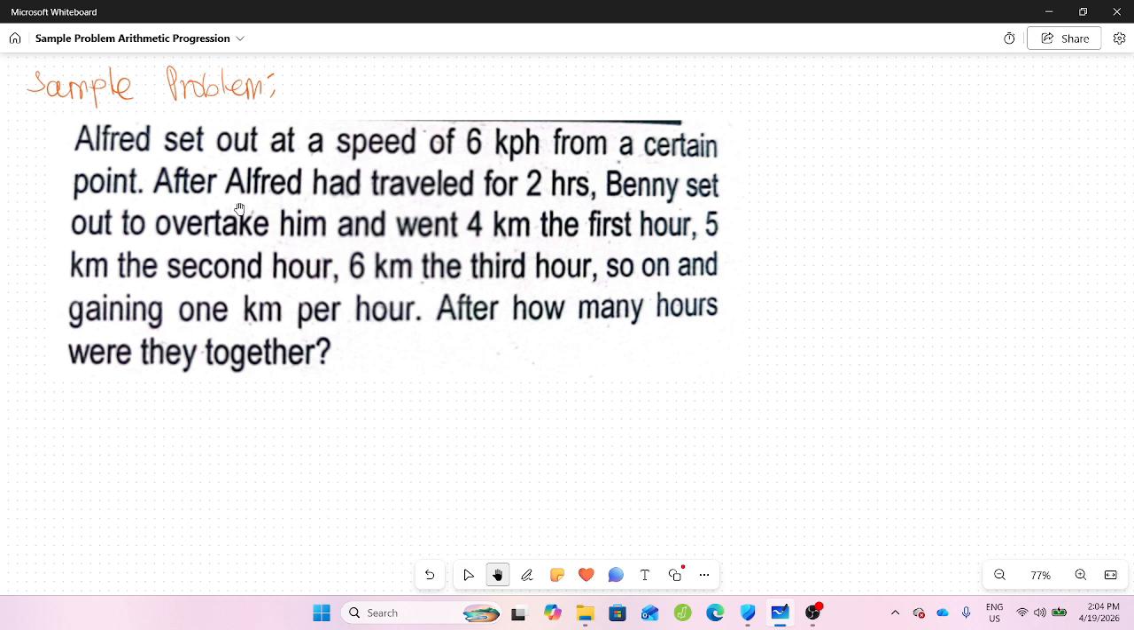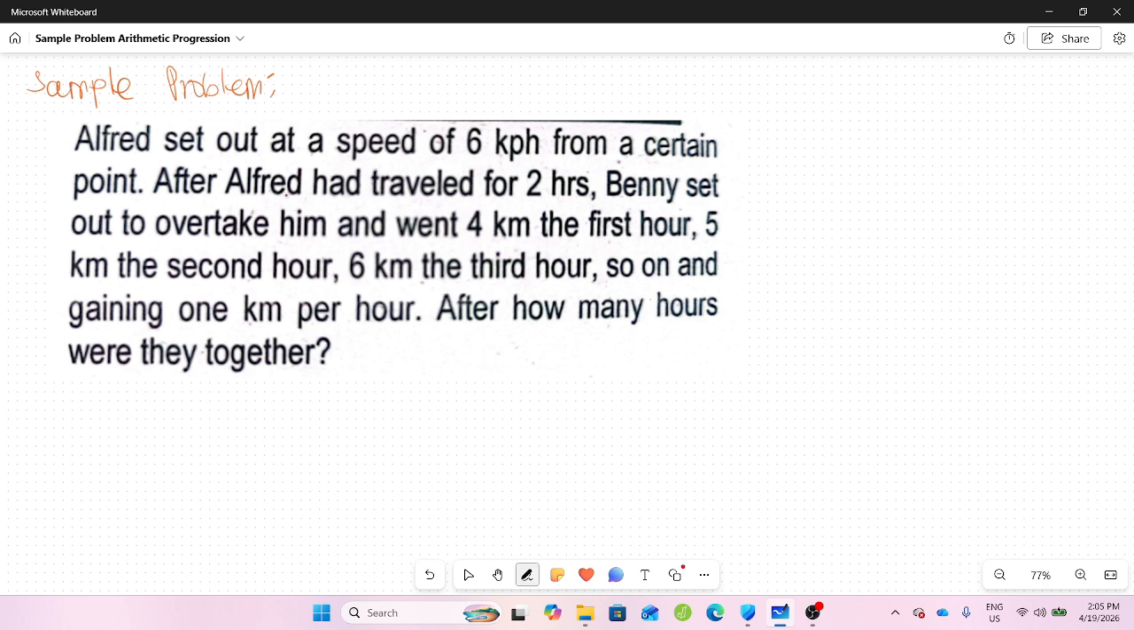After Alfred had traveled for 2 hours, Benny set out to overtake him and went 4 kilometers the first hour, 5 kilometers the second hour, and 6 kilometers the third hour, and so on, gaining 1 kilometer per hour. The question here is: after how many hours were they together?